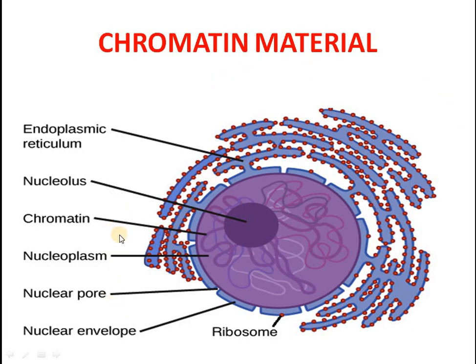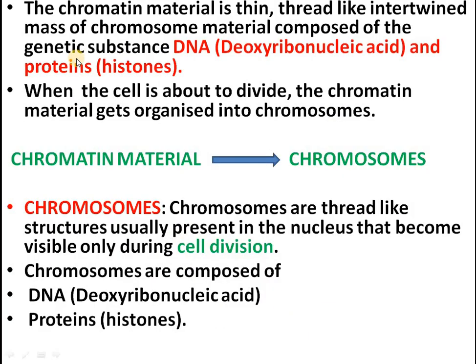As you can see in the structure of the nucleus, these thread-like structures present inside the nucleus are known as chromatin material. So what is chromatin material? The chromatin material is a thin thread-like intervening mass of chromosome material, which is further composed of genetic substances like DNA and histones, or proteins.